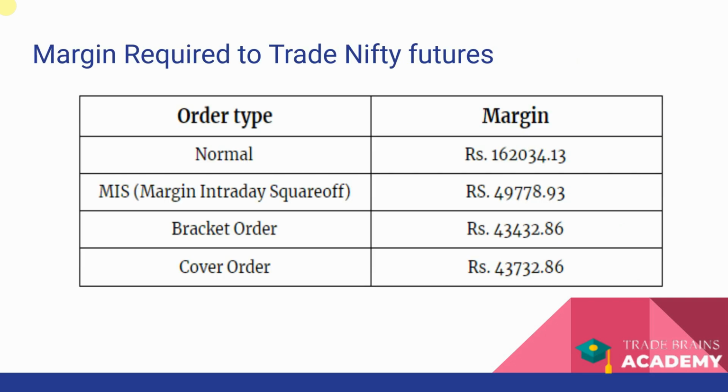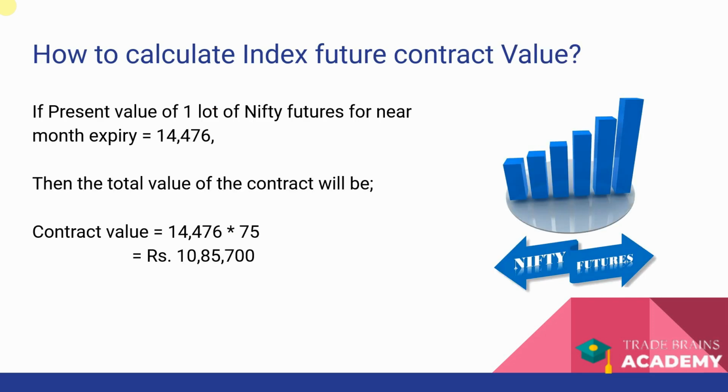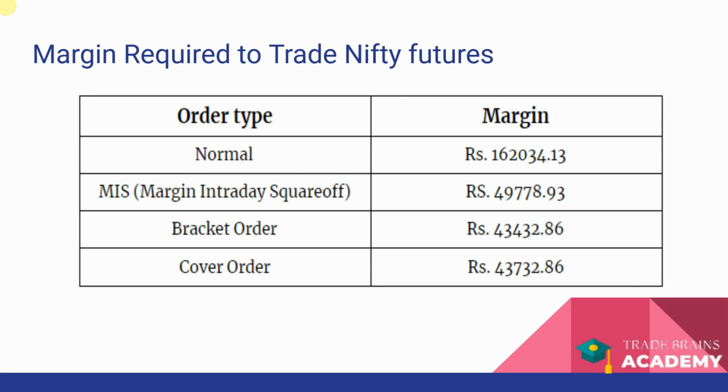So if I'm trading via normal order, the amount of margin required will be 1,62,034. If you look at the previous slide, the total value of contract is 10,85,000 and the amount of margin required is 1,62,034 if it's for delivery purpose. That is, I want to carry my position till the expiry.